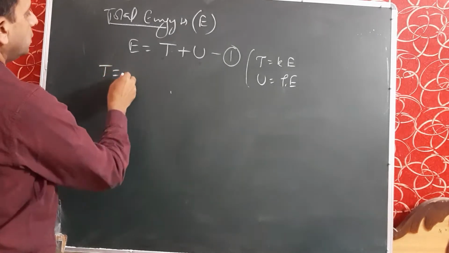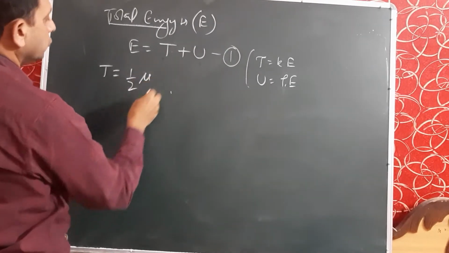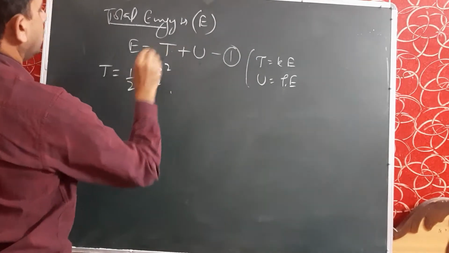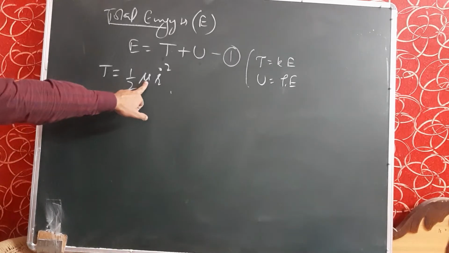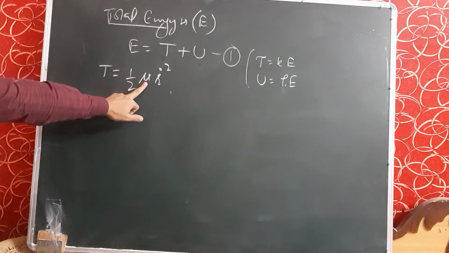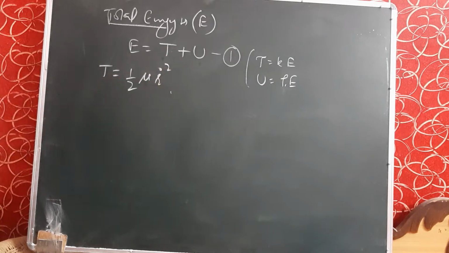Now what is T? We know that T is kinetic energy and its formula is half mv square, that is half mu r dot square, because the particle which is moving under central force is considered as a reduced body or reduced mass. So mu is the reduced mass, and r dot is velocity. So this is half mv square.